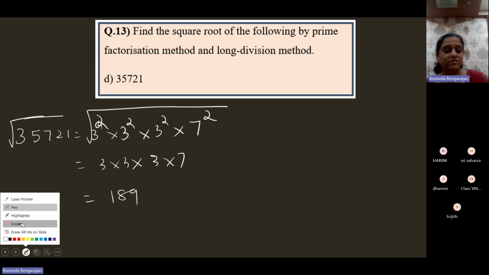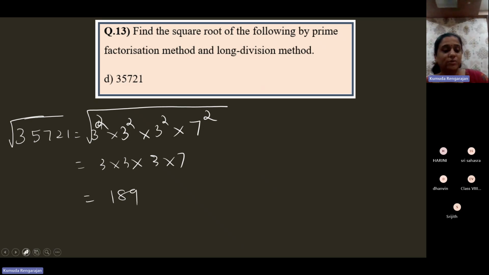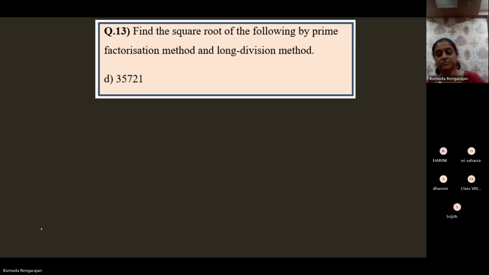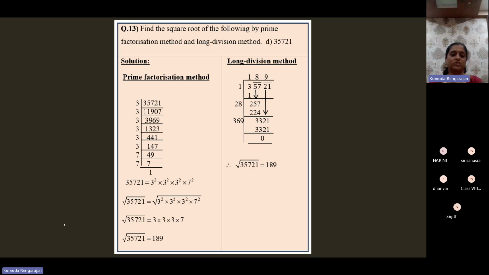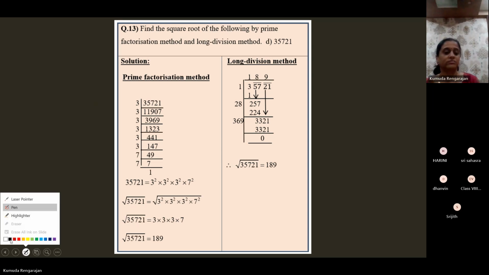Navneet, you were right. But since it is the prime factorization method, you are expected to use only prime factors. Oh, yes, ma'am. 21 is a composite number. Yeah. All of you check your answer.